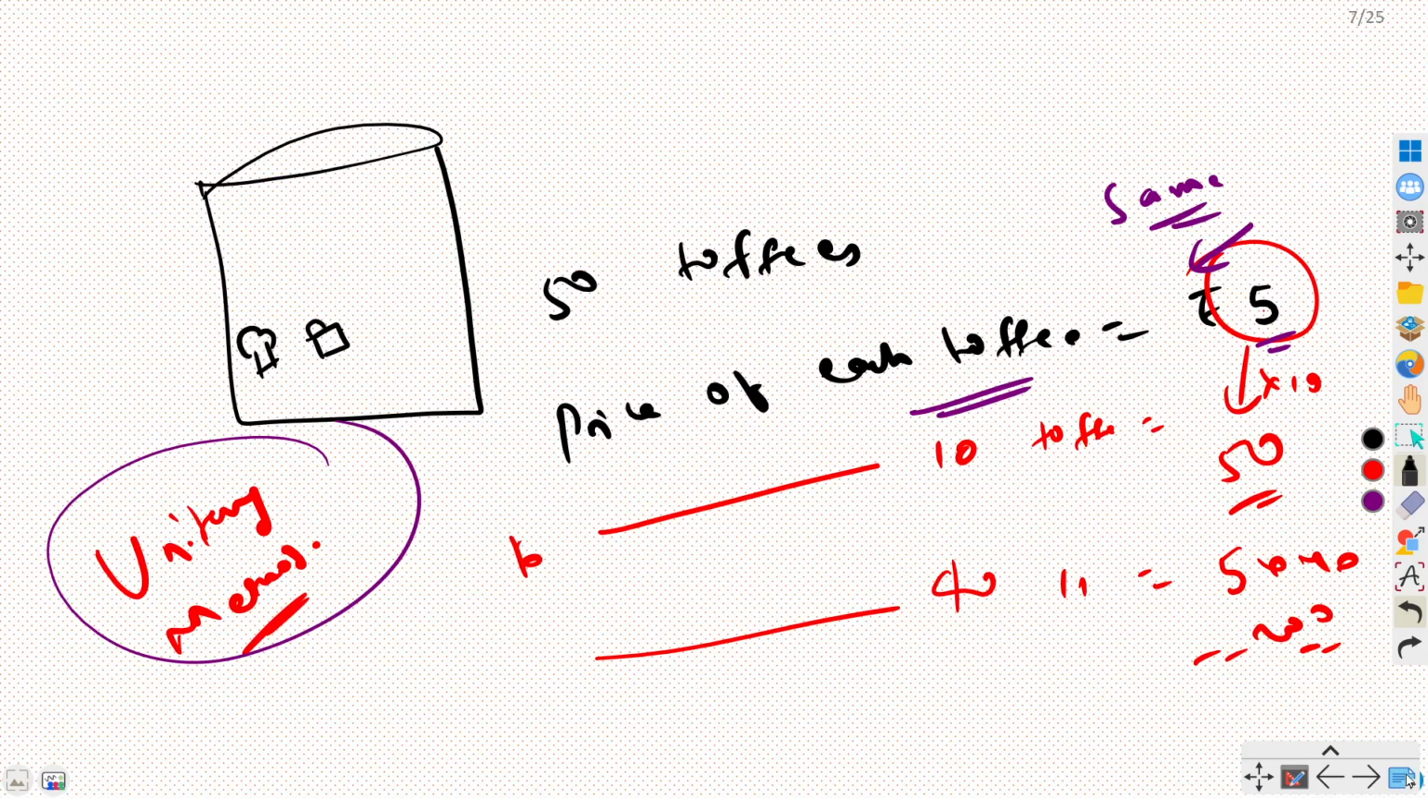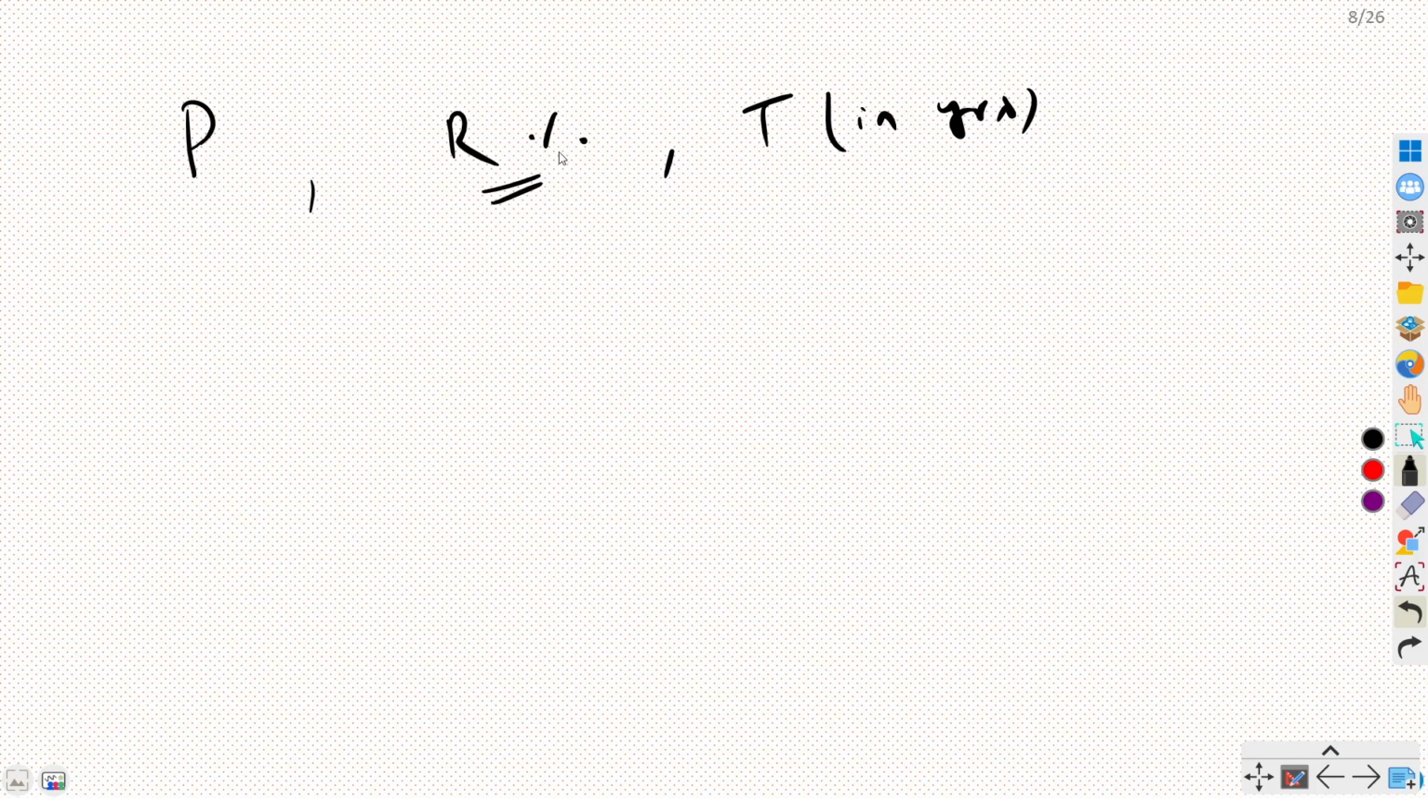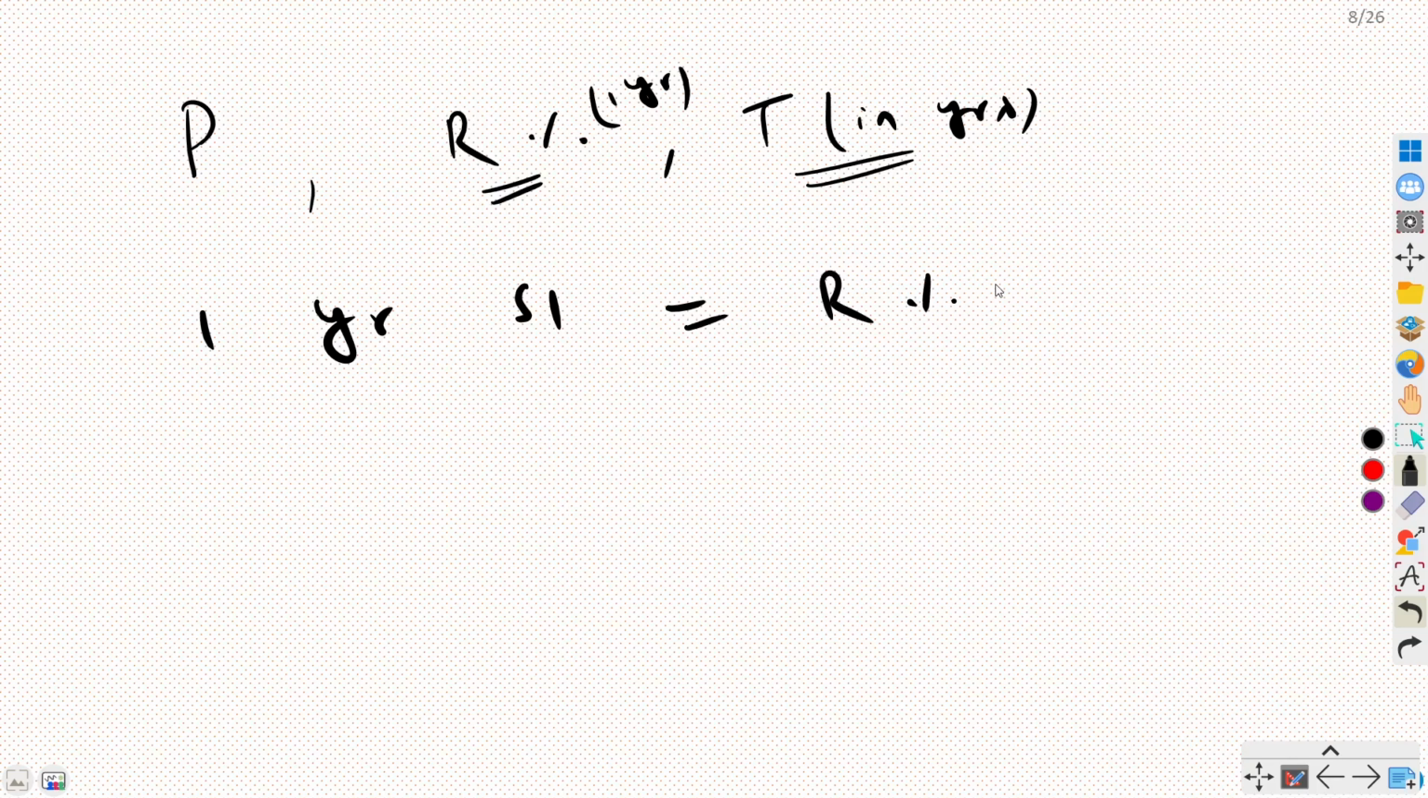Now let us derive this formula. So we have principal P, we have rate R%, and let's say we have time T. This is in years. So P amount of money is being lent or borrowed at R% per annum. This is for 1 year, okay? 1 year per annum, R% per annum. And this is for T years. Then 1 year simple interest would be R% of P, right?